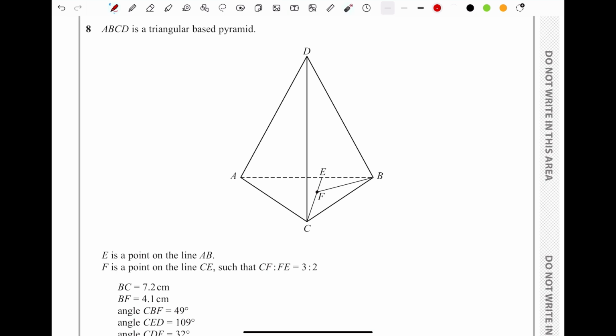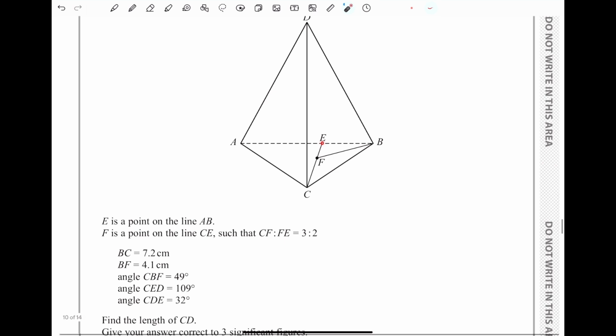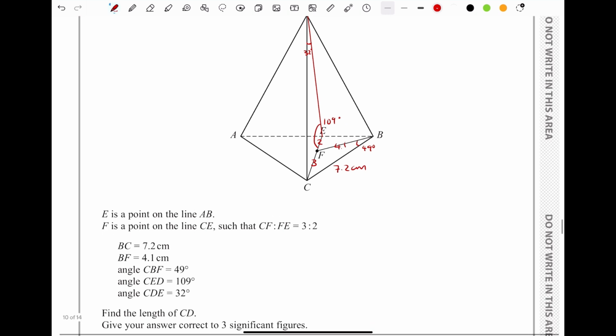We are told that ABCD is a triangular base pyramid. E is a point on the line AB. F is a point on the line CE. CF to FE is 3 to 2. Now BC is 7.2 centimeters. BF is 4.1. Angle CBF is 49 degrees. Angle CED is 109 degrees. Angle CDE is 32 degrees. What we wanted to do is to find the length of CD.